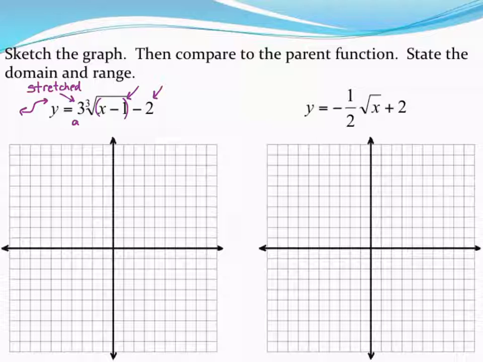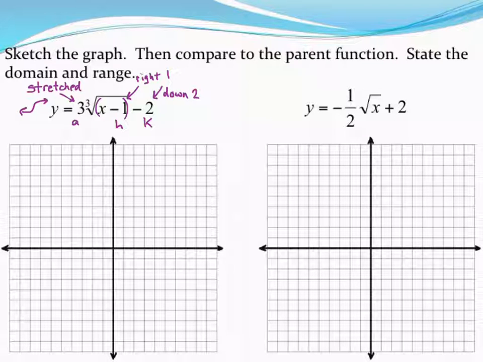The -1 inside is our H value. That's always our horizontal shift, but remember it lies to us and it does the opposite of what it says. So rather than move it backwards to the left one, it's going to move it to the right one. And then finally, that value at the end outside of the radical is our K value, and that's our vertical shift. It does what it says it's going to do, so that's going to move the graph down 2 spaces.